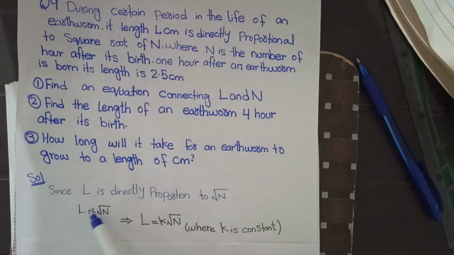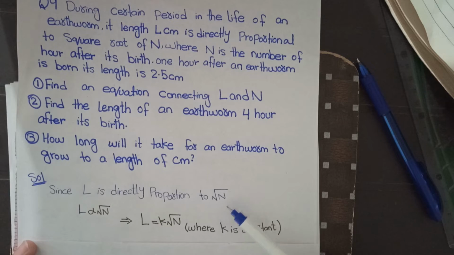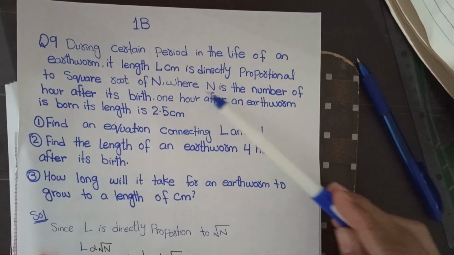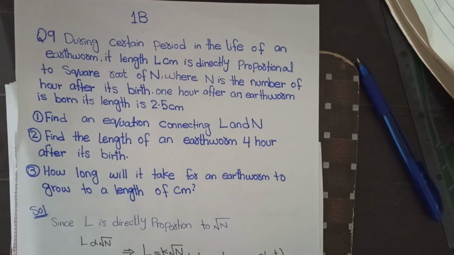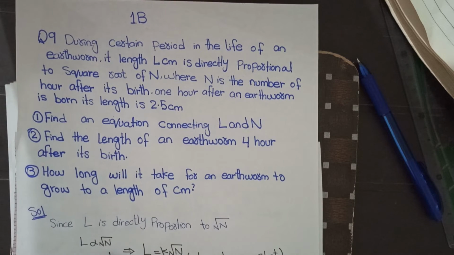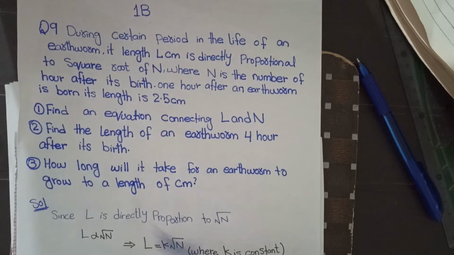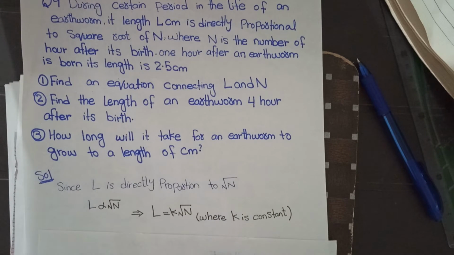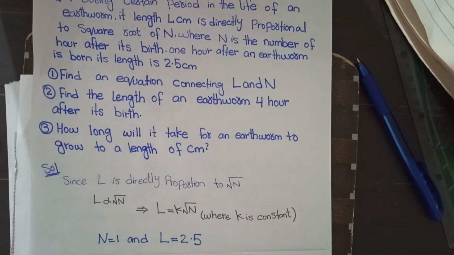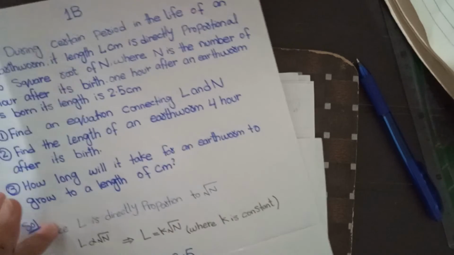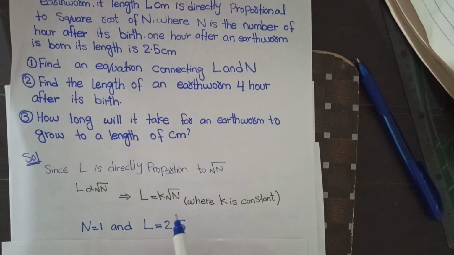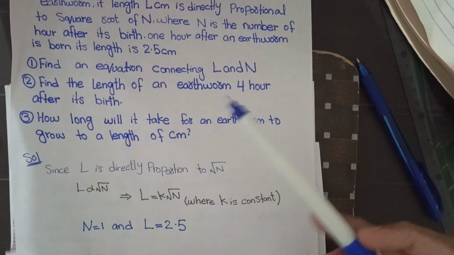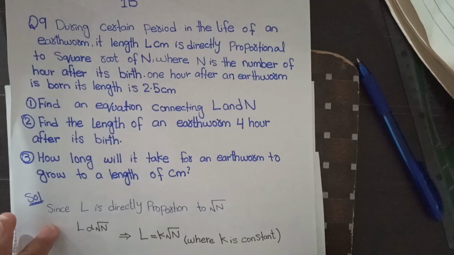Solution: since L is directly proportional to square root n. How? Because here it is given that L centimeter is directly proportional to square root of n. That's why L is directly proportional to square root n. This is a proportionality sign; change it with equality. We insert k, where k is a constant. It will be L is equal to k square root n. To find the value of k, we need n and L.